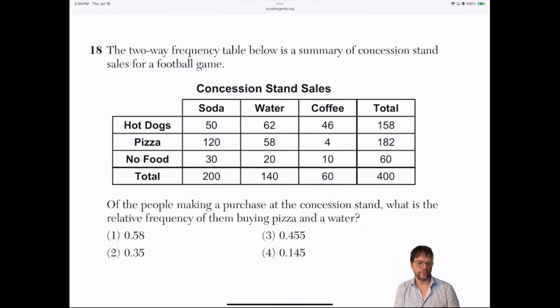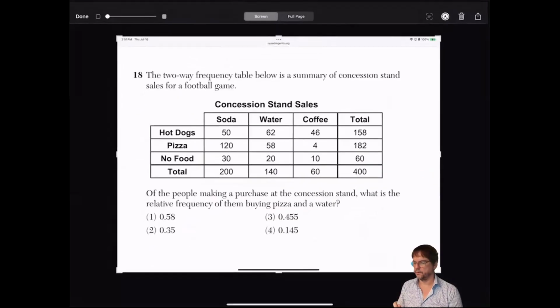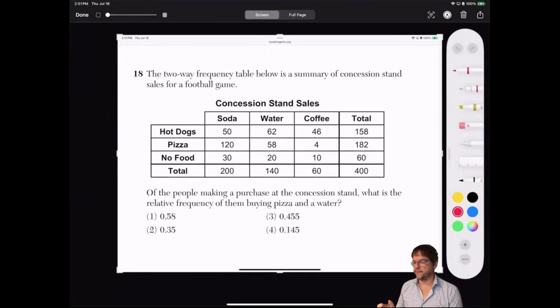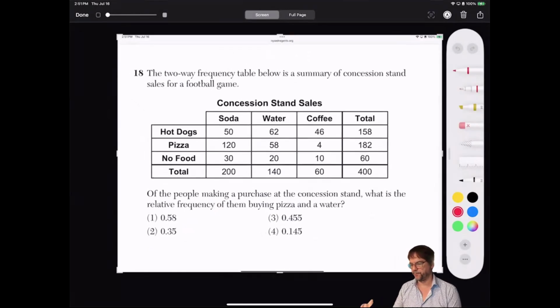Is one. Oh, yeah, this is one. Option one. Let's see together. The two-way frequency table below is a summary of concession stand sales for a football game. Of the people making a purchase at the concession stand, what is the relative frequency of them buying pizza and a water?